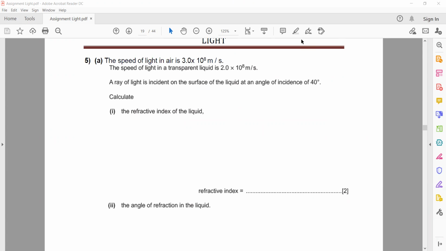Okay, another question. The speed of light in air is 3 exponent 8, and the speed of light in a transparent liquid is 2 exponent 8. Find the refractive index. So how to find a refractive index? Refractive index is equal to speed of light in air over speed in medium. You have to memorize this value. In some questions they give you this, in some questions you don't have the speed of light in air, so you have to memorize it.